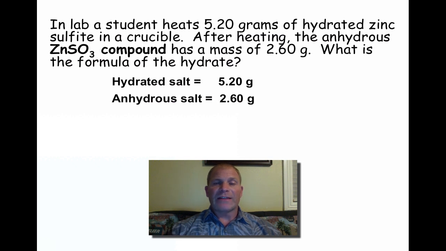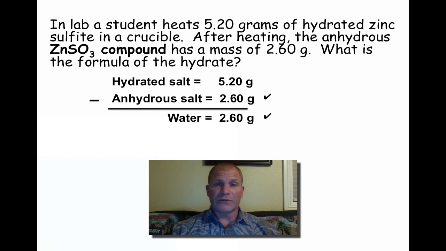So if I take the difference of the hydrated salt minus the anhydrous or dehydrated salt, I would then get the mass of the water. And again, those are the two masses we now need. We need the salt and the water both as individuals. Again, my goal is to take the moles of the water divided by the moles of the salt.